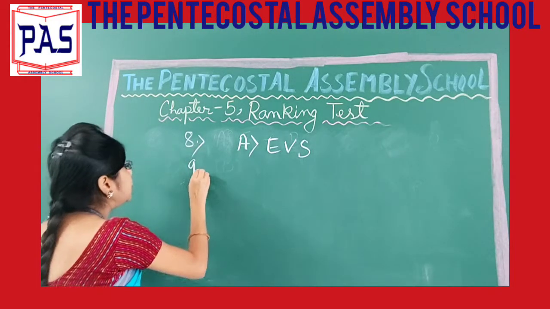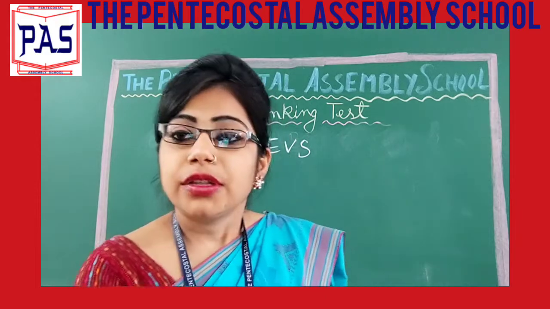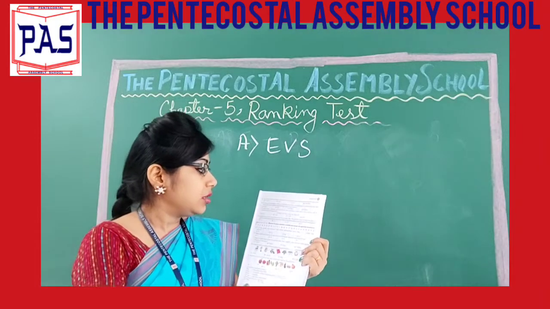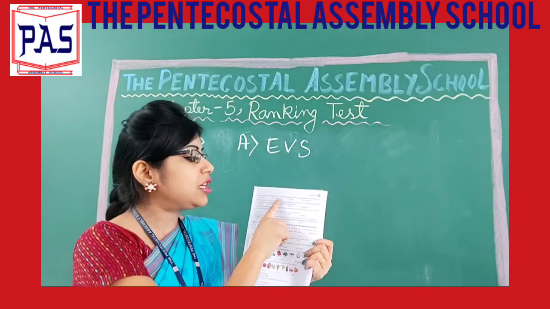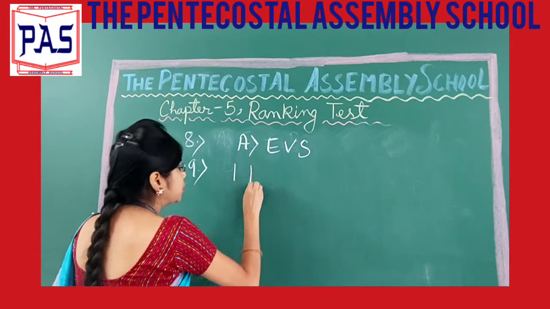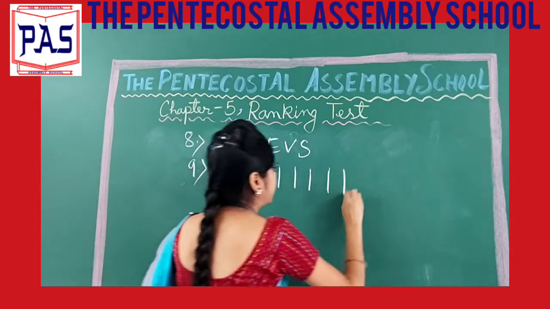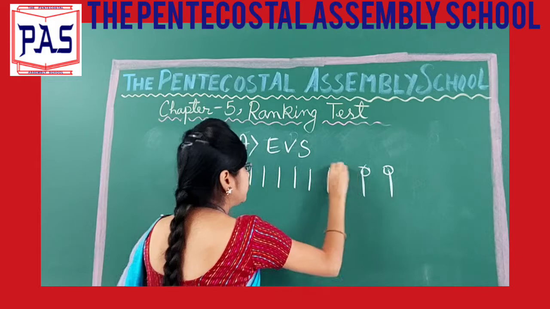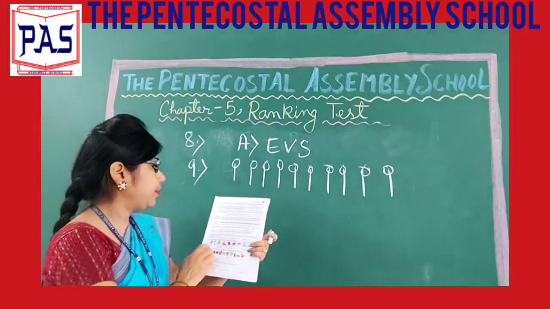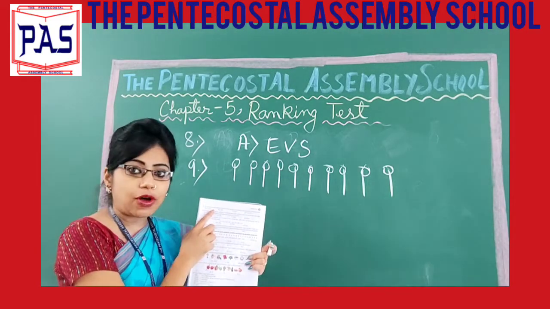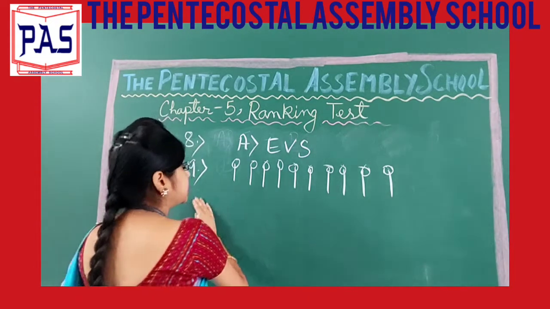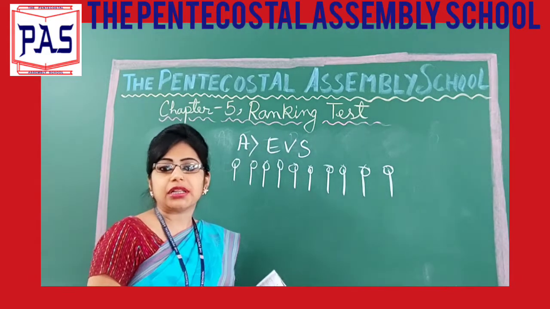Now, let's see question number 9. The question number 9 is saying, in a row of 10 boys, Rohan is fourth from the left. In a row there are 10 boys. Suppose 1, 2, 3, 4, 5, 6, 7, 8, 9 and 10. These are 10 boys, suppose. But which side is left? This side or this side? It is not mentioned in the book.